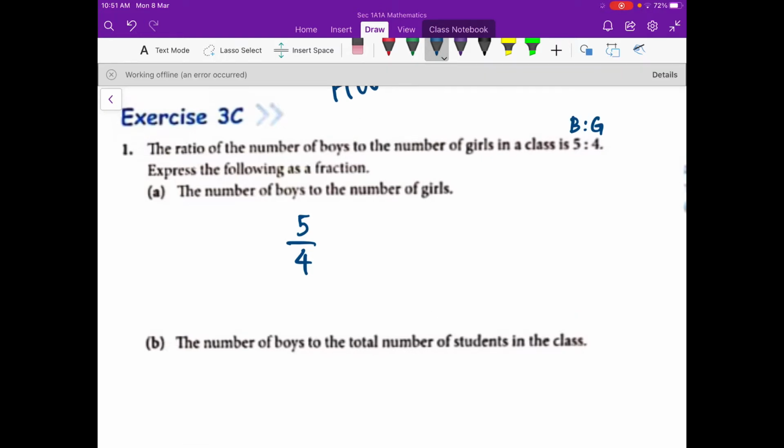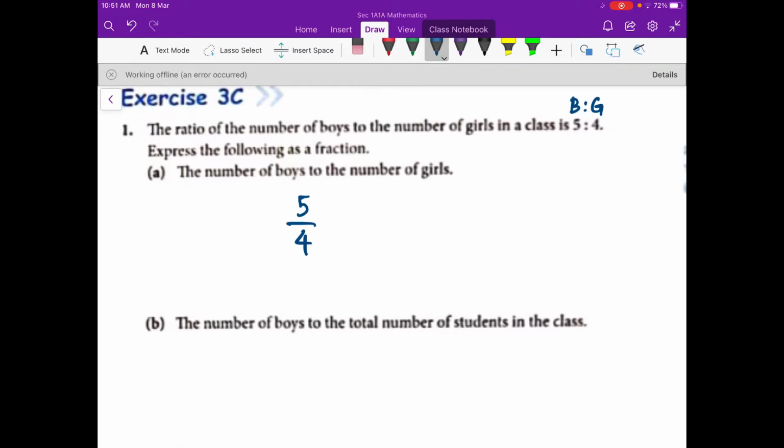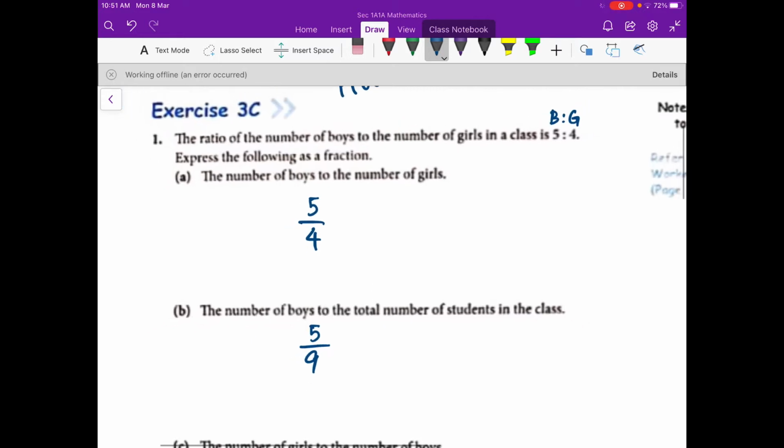Okay, next. The number of boys to the total number of students. 5 over 9. Because total will be 5 units plus 4 units. Doesn't mean that there are only 5 boys and 4 girls. We don't know. Okay, so 5 over 9.